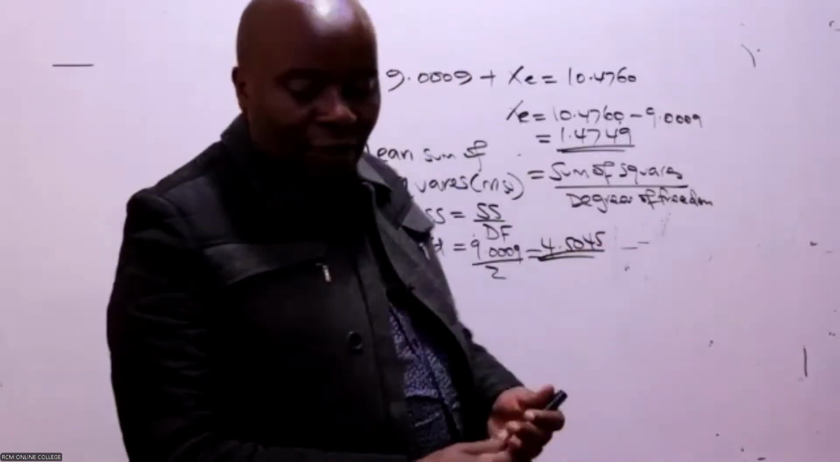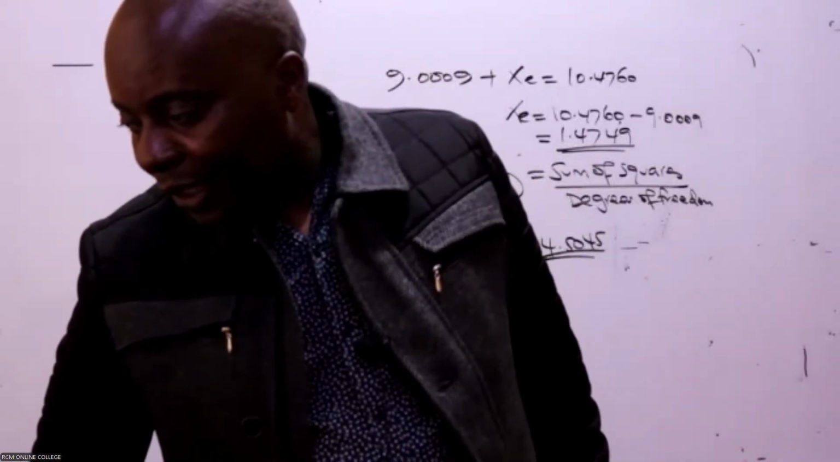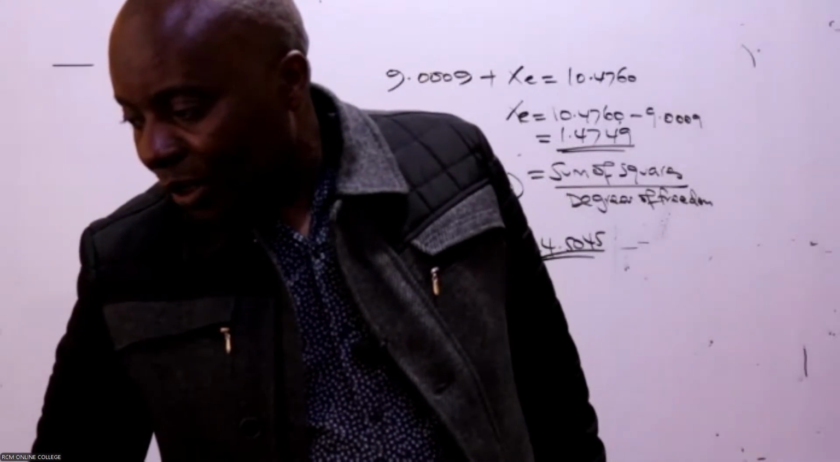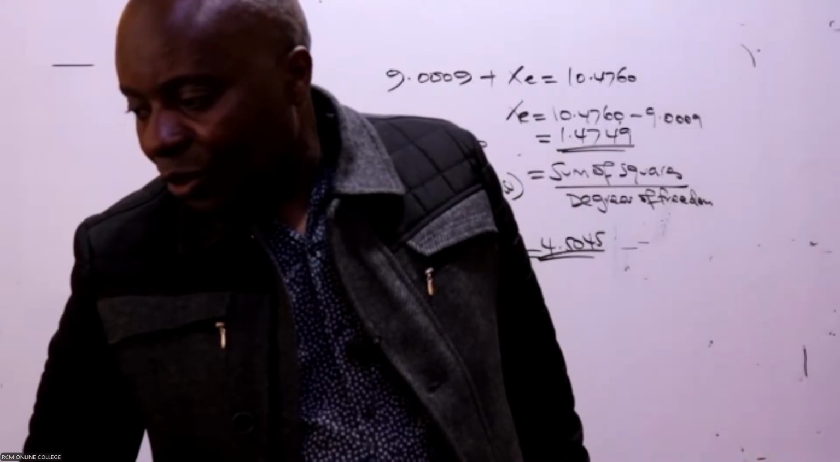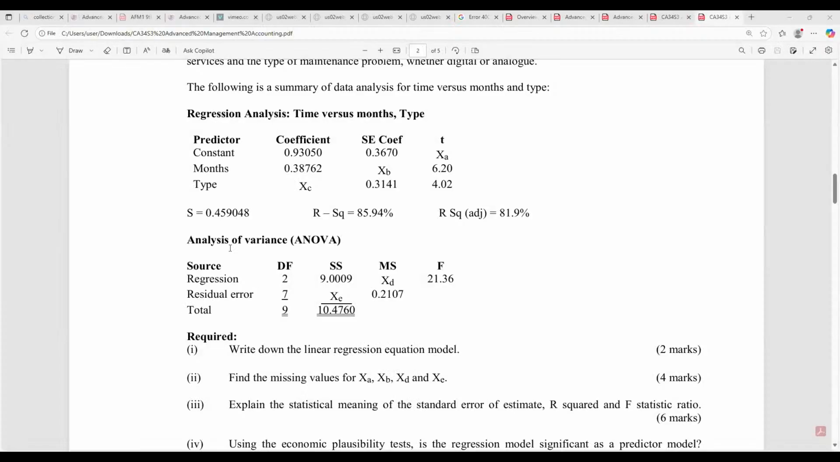Do we still have any other thing to do? No. I think for Roman 2, that is over. So now we can go back to Roman 1, where they wanted us to write down the linear regression equation model.